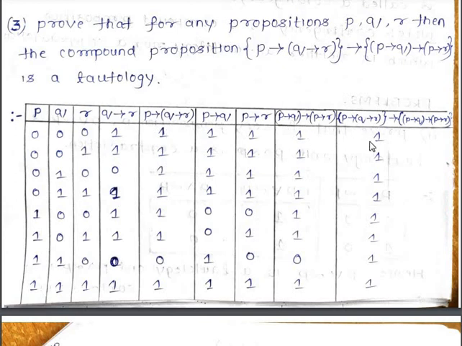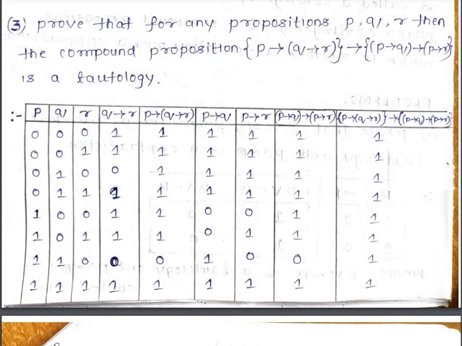1 1 gives 1. For all same values, 0 0 also gives 1. Remember, for the condition, if P is 1 and Q is 0, then only it is 0. In all other cases it is 1 only. So hence it is a tautology.